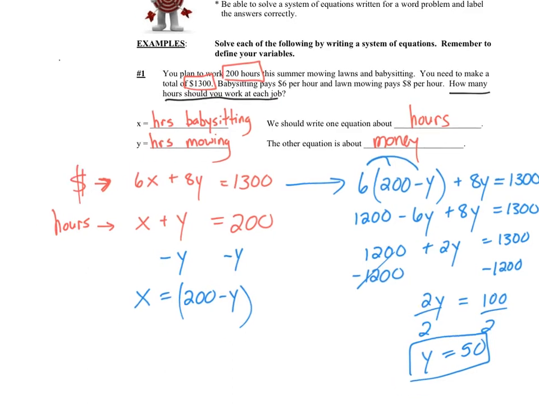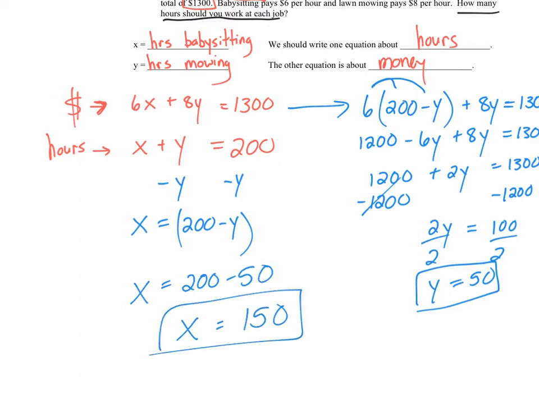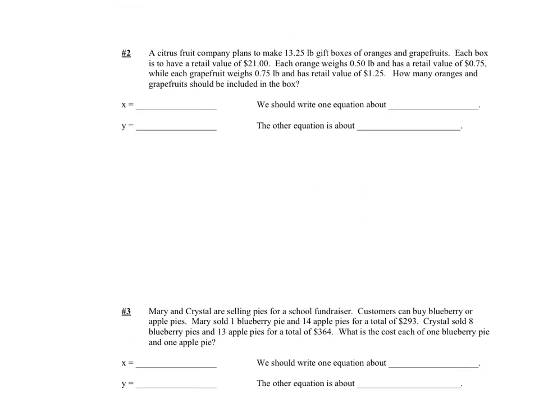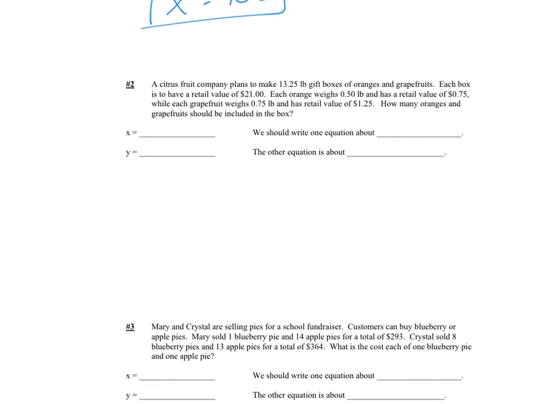So if y equals 50, how do you find out what x is? Well, x equals 200 minus y. So 200 minus 50. So x equals 150. So x is 150 and y is 50. All right, so we scroll down. We have a second problem.